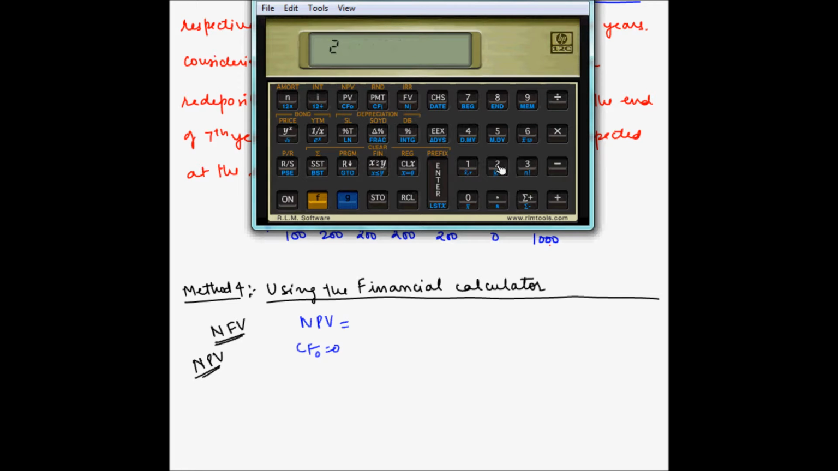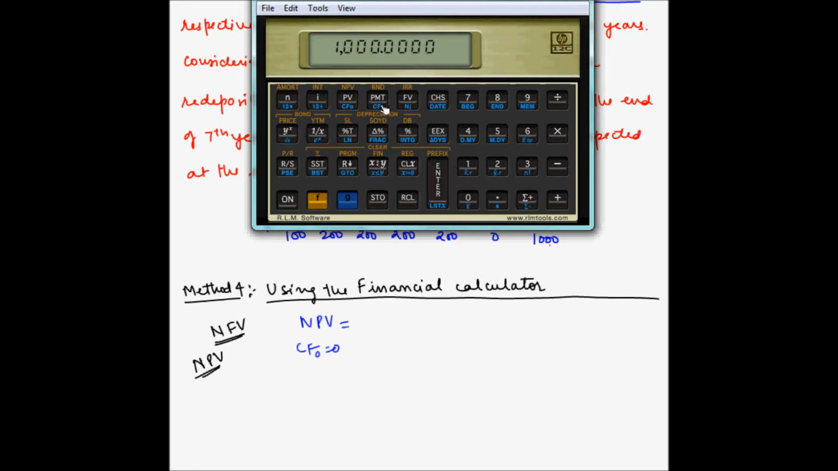Next is 200, this is again CFJ. 200, which is again CFJ. 200 again, this is CFJ. 200 again, this is CFJ. 0, again CFJ, and 1000, which is also CFJ.